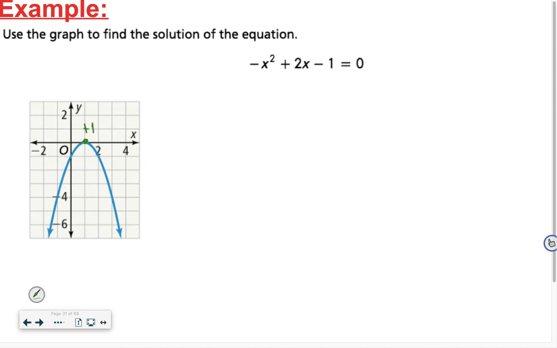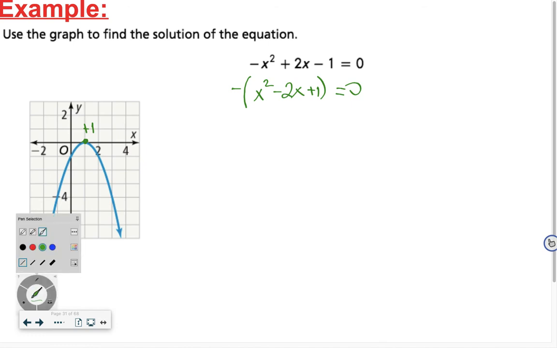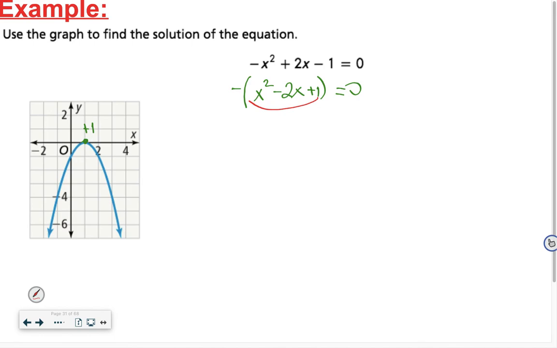How am I going to do this? To be able to factorize this, ladies and gentlemen, you need to factor out a negative in parentheses. If I take out the negative parentheses, negative times what is equal to x squared is positive x squared. Negative times what is equal to positive 2x is negative 2x. Negative times what is equal to negative 1 is positive 1, which is equal to 0. Why did I do this? Because to be able to factorize the expression inside the parentheses, I want to make the sign of the x squared positive. So now I can factorize.